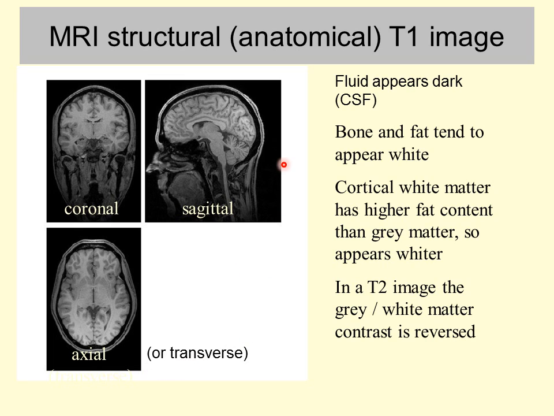Now these T1 images are generally actually acquired by the scanner as sagittal slices. It's actually doing the acquisition by slicing through the brain in a series of sagittal slices, and then the coronal and axial views are subsequently reconstructed afterwards by the computer.